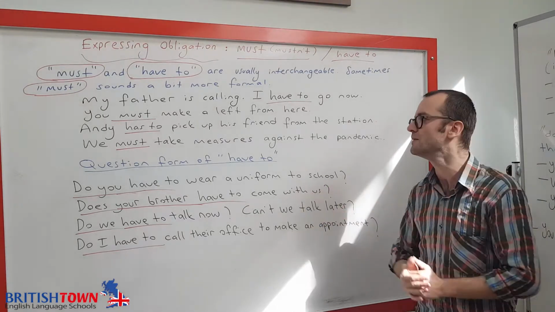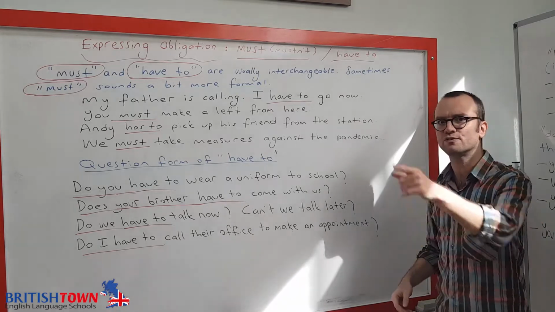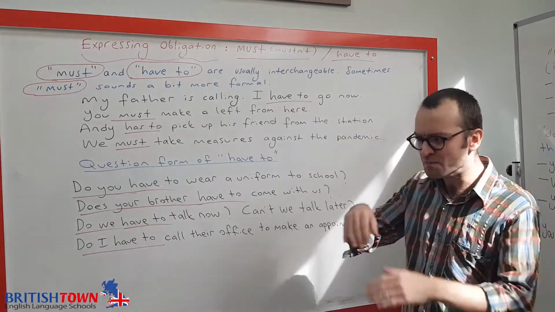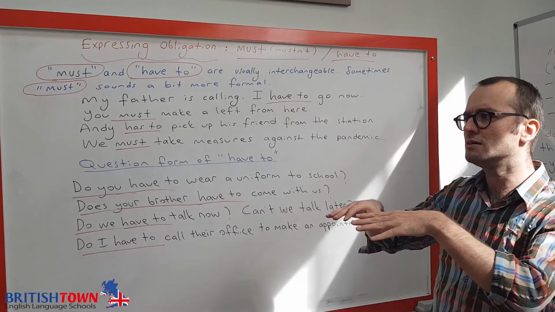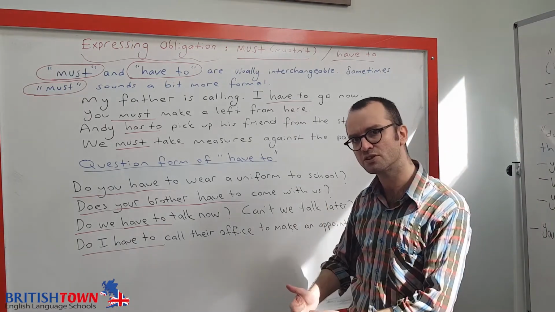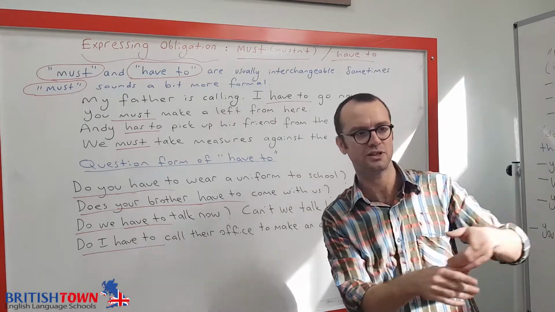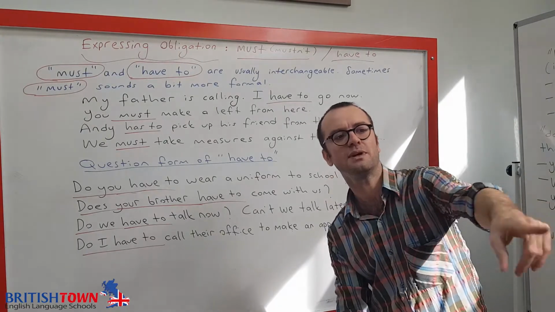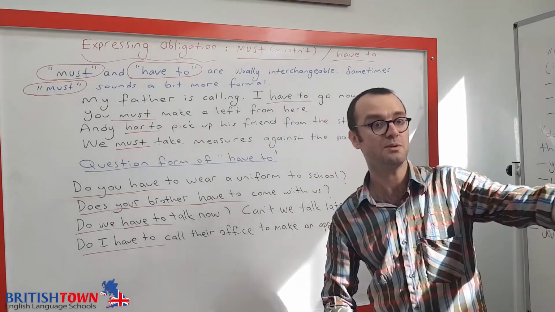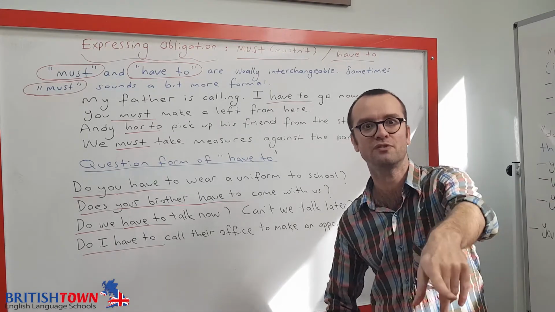I have to go. And this one, you must make a left from here. So for example, your father is driving and you're in the passenger seat, and you are giving the directions to your father saying, hey dad, okay, we must make a left from here. Değil mi? Baba bak buradan dönmemiz lazım. Buradan sol dönmemiz lazım. We must make a left from here.